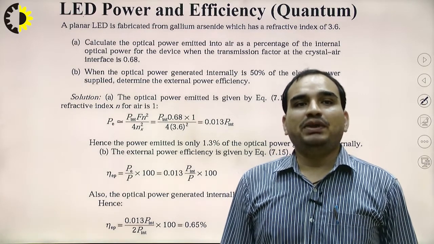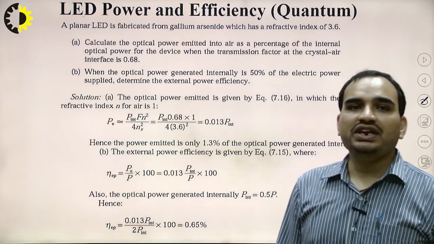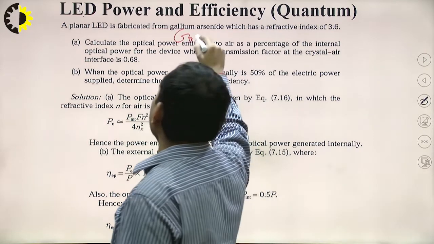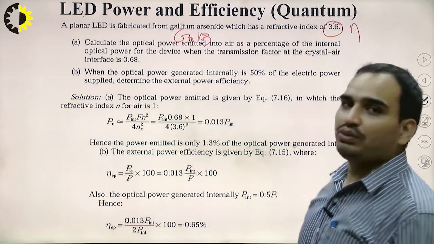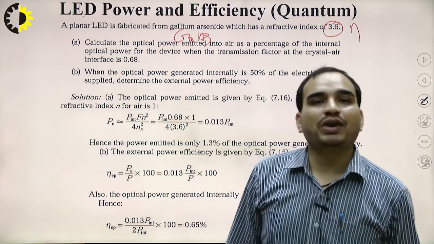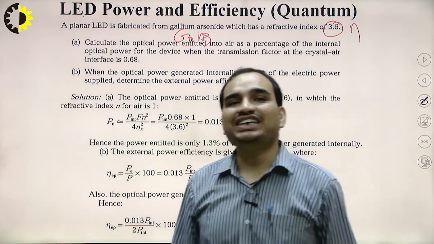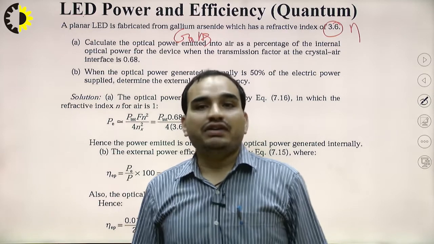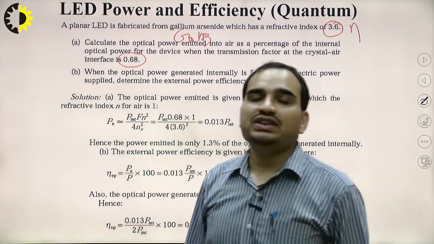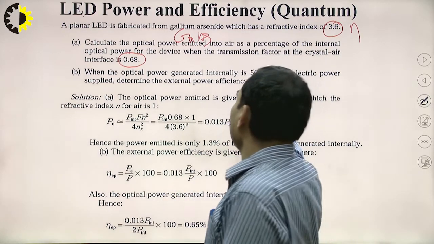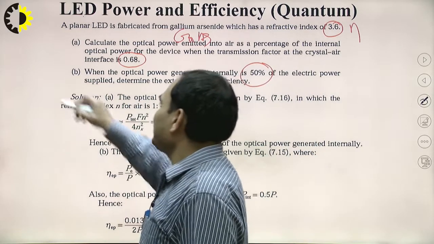Now a numerical example based on the previous formula which we have discussed. We have a planar LED fabricated from gallium arsenide, GaAs, which has a refractive index Nx of 3.6. We have to calculate the optical power emitted into the air as a percentage of internal optical power for the device when the transmission factor at the crystal-air interface is 0.68. And in the second part, we have to solve when the optical power generated internally is 50% of the electrical power supplied, and determine the external power efficiency. So these two parts we have to solve.